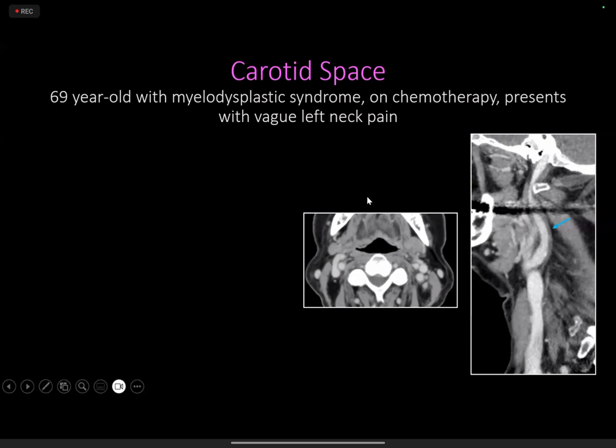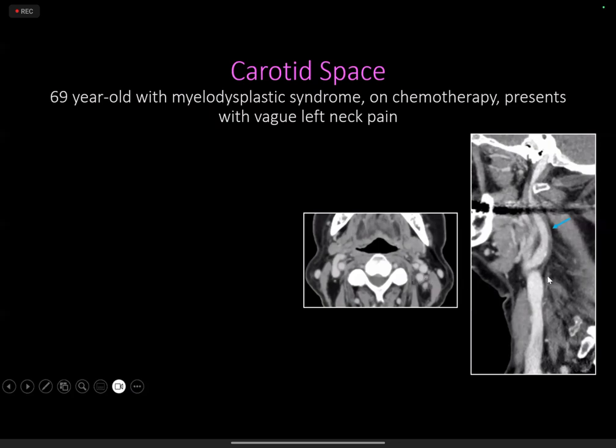Here's a patient with myelodysplastic syndrome. The patient was on chemotherapy and presented with this vague, ill-defined neck pain, a little bit of a fever as well. So this is a subtle case, but history can sort of clue you into the diagnosis and just being aware of this entity. If you take a look at the right carotid here and the left carotid here, you can see that there's a little bit of haziness around that left internal carotid artery.